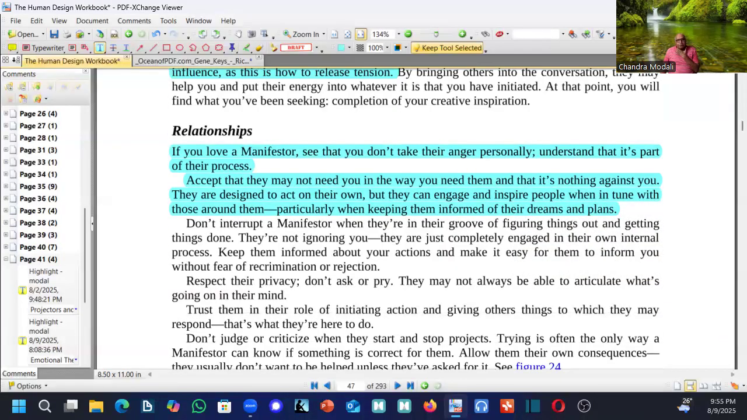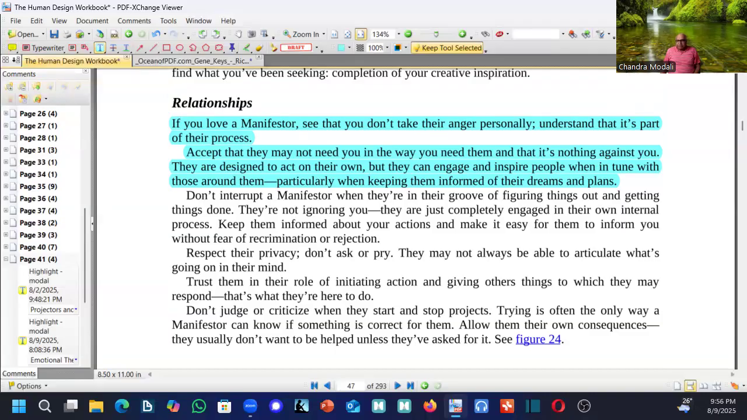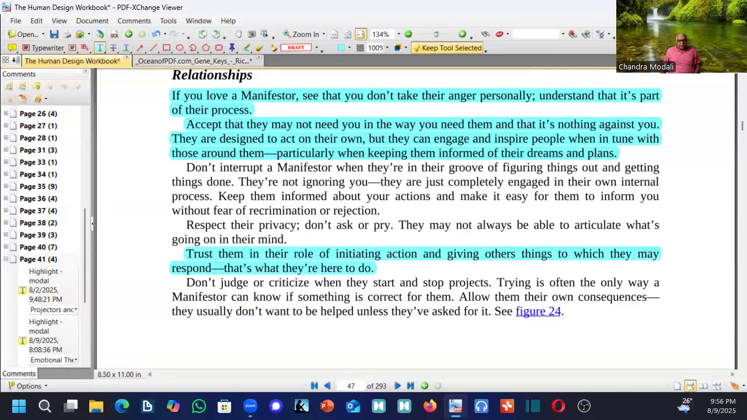Don't interrupt a manifestor when they are in their groove of figuring things out and getting things done. They are not ignoring you. They are just completely engaged in their own internal process. Keep them informed about your actions and make it easy for them to inform you without fear of recrimination or rejection. Respect their privacy. Don't ask or pry. They may not always be able to articulate what's going on in their mind. Trust them in their role of initiating action and giving others things to which they may respond. That's what they are here to do. So they expect others to respond.